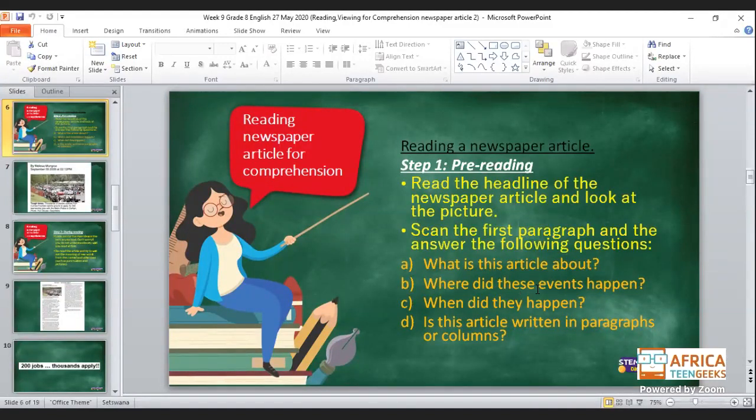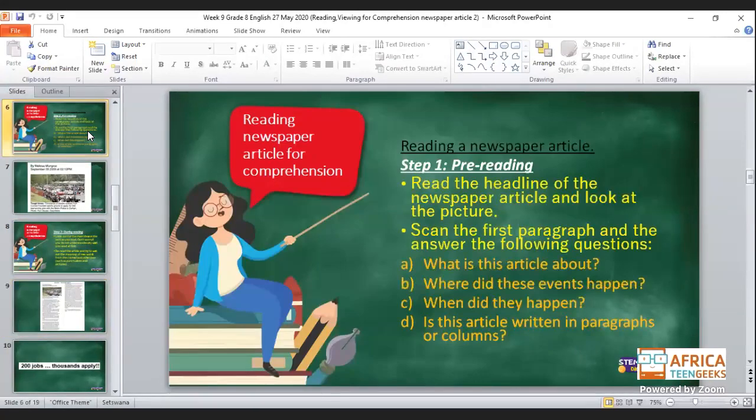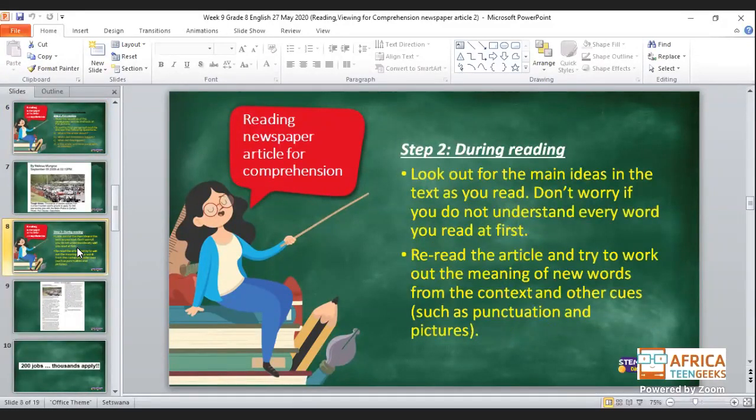Where did these events happen? We learned that they happened in Durban. When did they happen? It is in the year 2009. And is this article in paragraphs or in columns? I think as you have seen, it is in columns. So now we are done with our pre-reading, and we are going to go to our actual reading. This is when we are going to read the actual article.